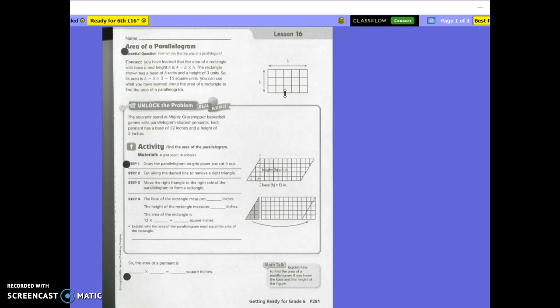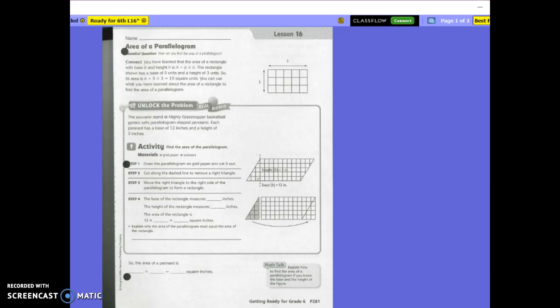The souvenir stand at the Mighty Grasshopper basketball game sells parallelogram-shaped pennants. You know what a pennant is? A little sign you wave with maybe your school name on it. Usually they're more triangular, but they're telling you that these are parallelograms. Each pennant has a base of 12 inches and a height of 5. Draw the parallelogram on grid paper and cut it out.